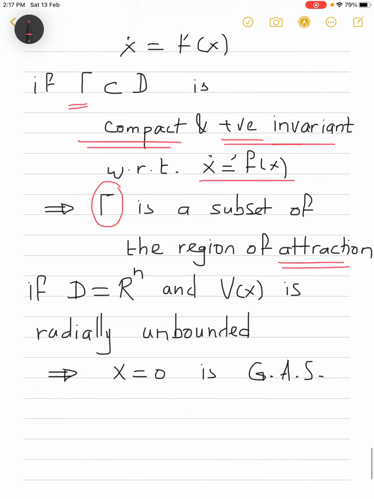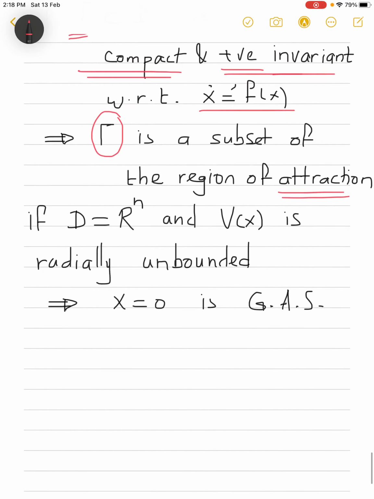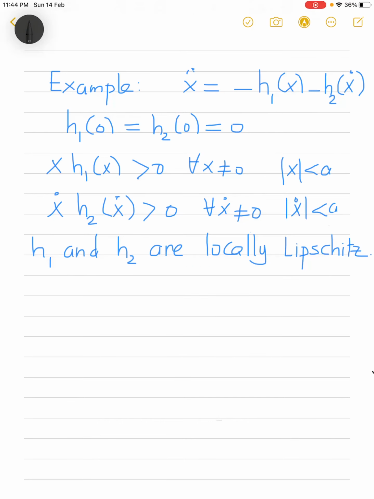Further, if we can show that the domain D that we have selected at the beginning could include the whole real space of dimension n, and if V of x is radially unbounded, then instead of concluding an asymptotically stable equilibrium point, we could actually conclude a globally asymptotically stable equilibrium point for the given system. So let us consider an example to illustrate the application of the previous theorem.